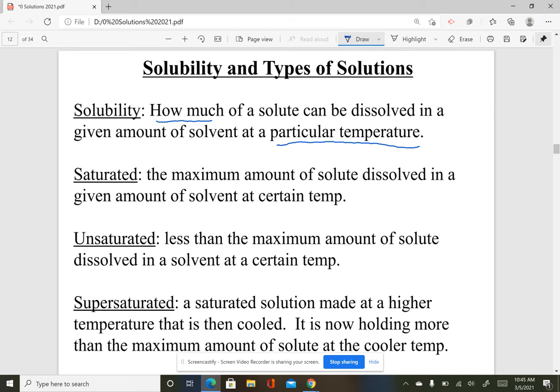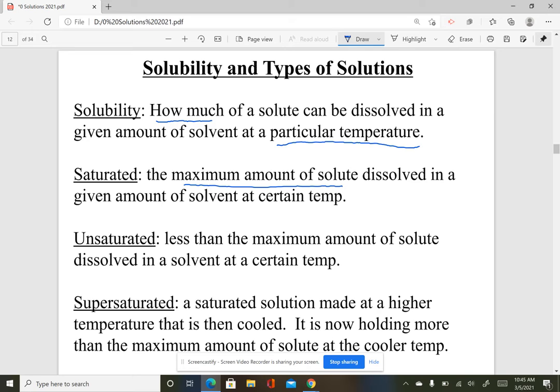So the word saturated, if you describe a solution as saturated, that means that you're dissolving the maximum amount of solute in the given solvent. So, in other words, the water is full. That means that if you were to try to dissolve any more solute, if you put more sugar or more salt into the water, instead of dissolving, it would just fall to the bottom because there's no more space left.